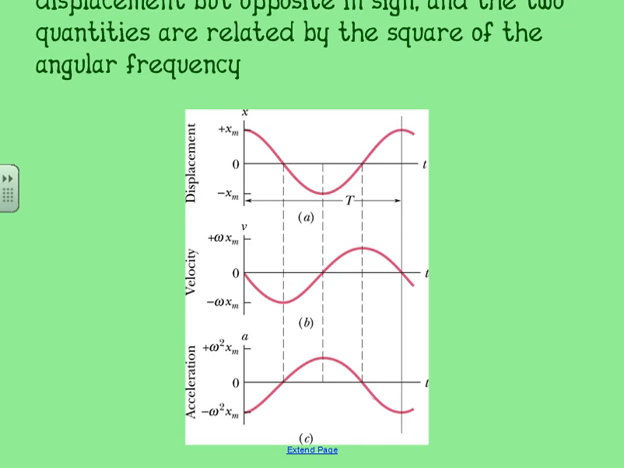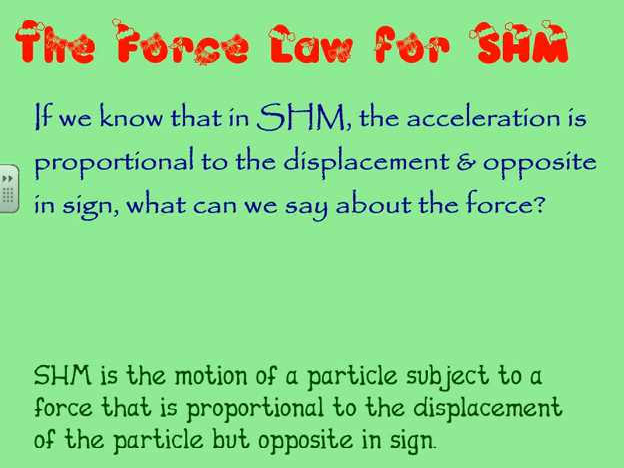We've already dealt with displacement, velocity, and acceleration for simple harmonic motion. The natural next step is force. If we know in simple harmonic motion that acceleration is proportional to the displacement and opposite in sign, what can we say about the force? Well, we can say the same thing because we know F equals ma. So then F is also proportional to the displacement and opposite in sign.